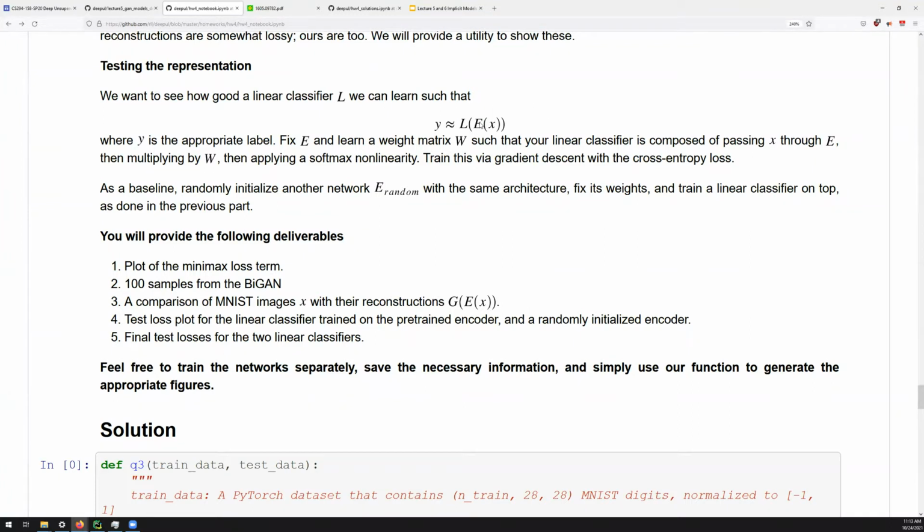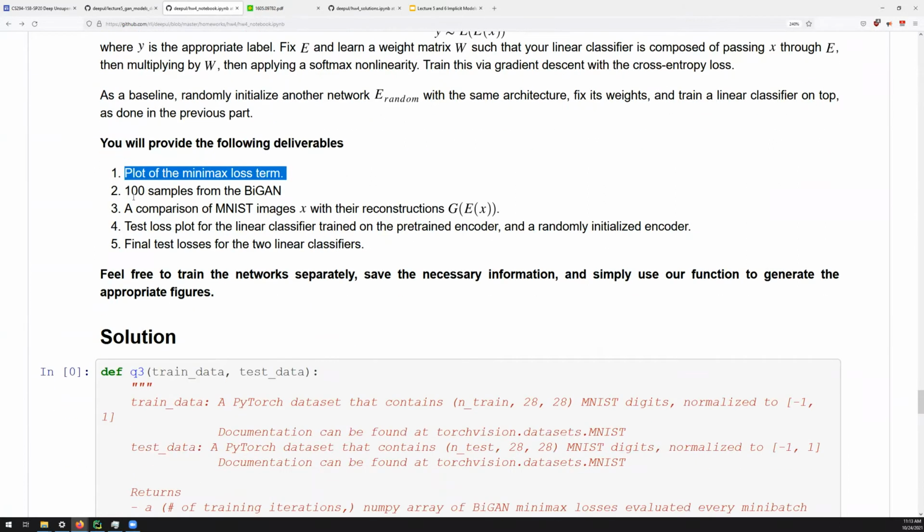And so then we know the difference between a random encoder and a trained encoder, and see how much better it is. Okay. And so we need to provide the following deliverables: the minimax loss function, a loss term over time, 100 samples from BiGAN, a comparison of MNIST X images with reconstruction. So we'll take the images, get back to latent, and then back to images. 10 of them. 100 samples is from 100 random latent vectors.